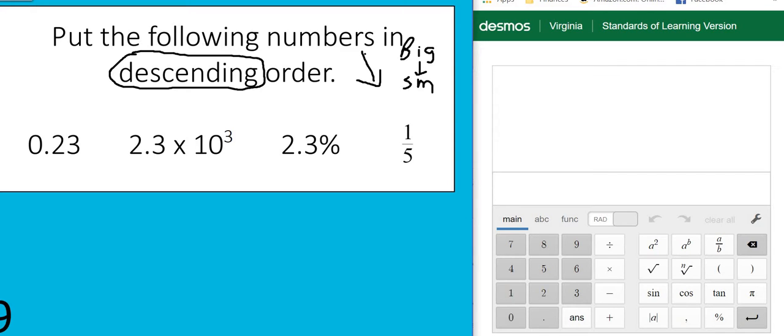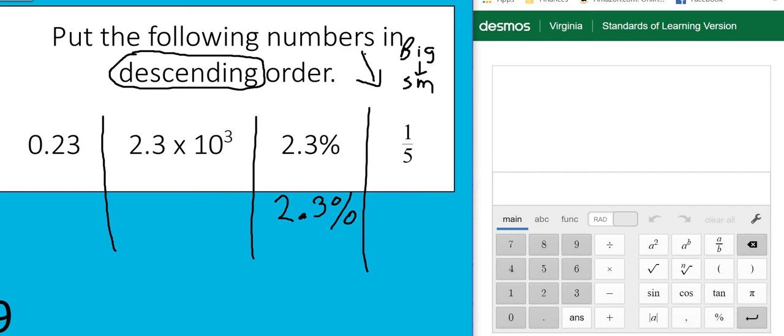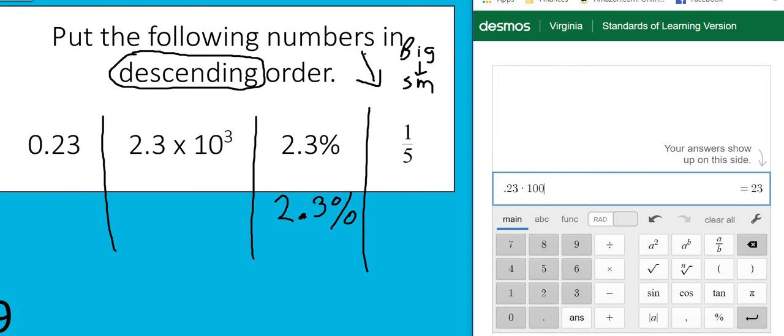You don't get confused. The next thing I do is I would write down all these numbers on my piece of paper. Then I would draw lines in between them and I would look carefully. The only one that's a percent is 2.3%. The rest of them all have to be changed to a percent. So let's come over here to our calculator. We're going to look at 0.23 times 100, and that makes it 23%.